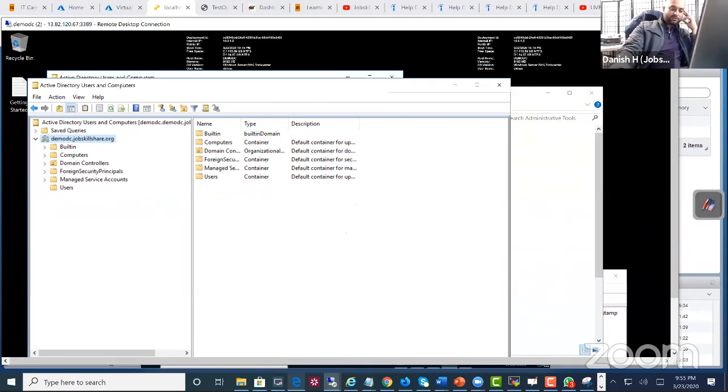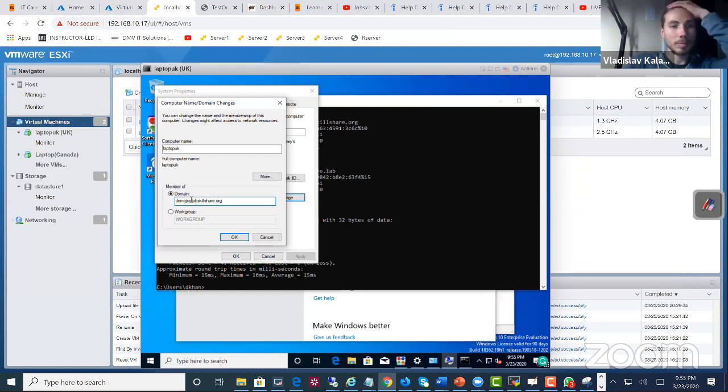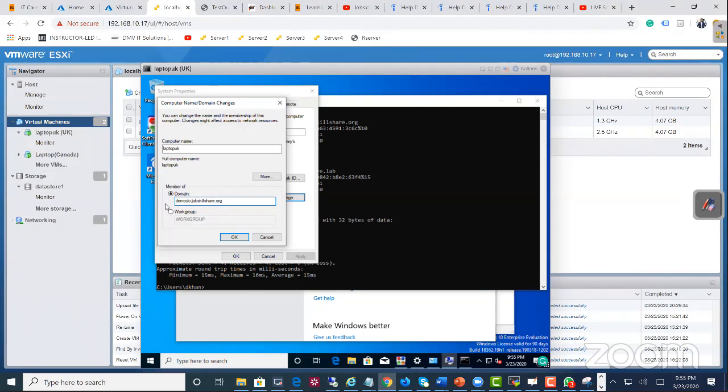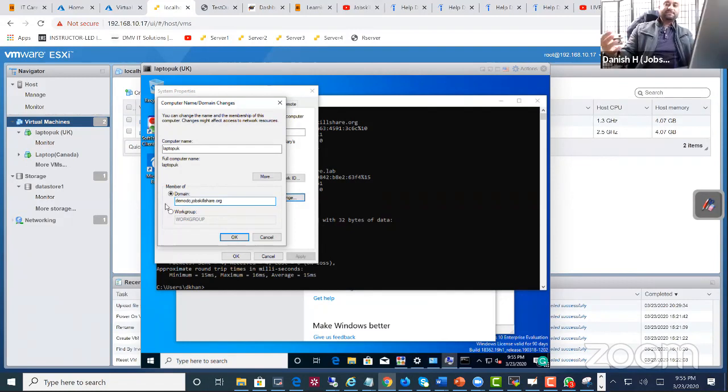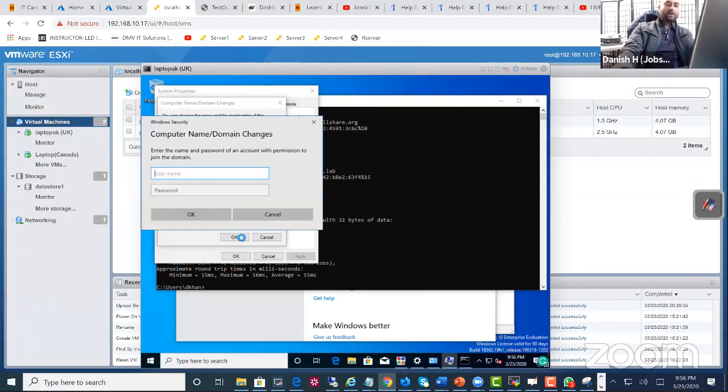Okay, so we got that, demodc.jobskillshare.org. So now let's go back again and fix this. One thing you're noticing right now is that it's more than 50% a human mistake, because you're just not putting the right things in there, right? And most likely in IT, it's like that. So now what happened?